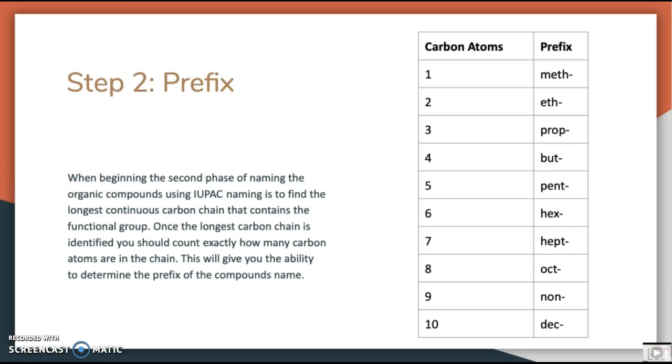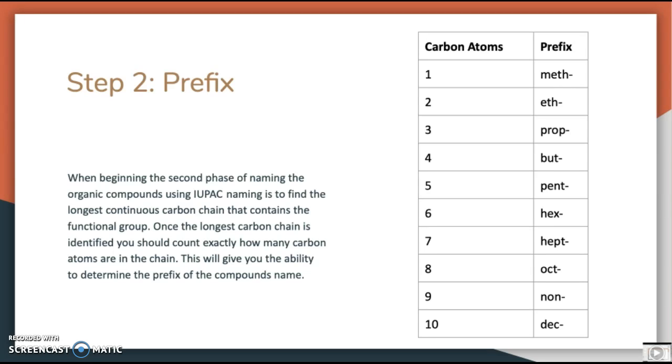Step 2. Prefix. When beginning the second phase of naming the organic compounds using IUPAC naming, it is to find the longest continuous carbon chain that contains the functional group. Once the longest carbon chain is identified, you should count exactly how many carbon atoms are in the chain. This will give you the ability to determine the prefix of the compound's name. It is very important to note at this moment that naming the longest continuous carbon chain does not mean that it has to be the straight chain.